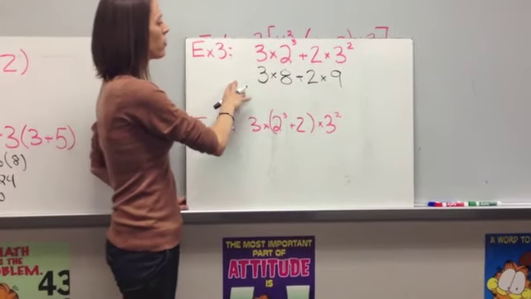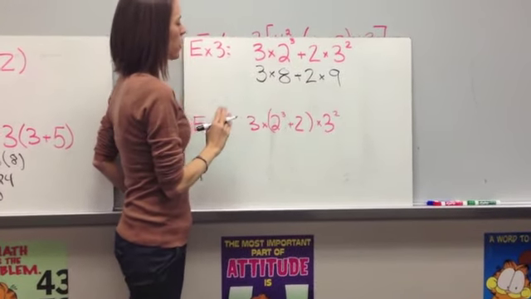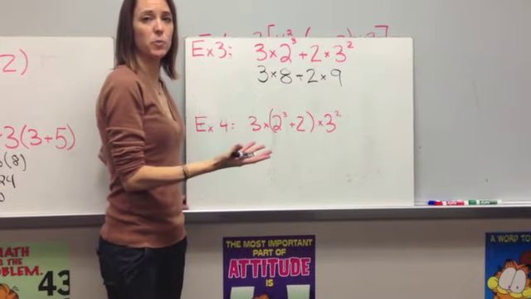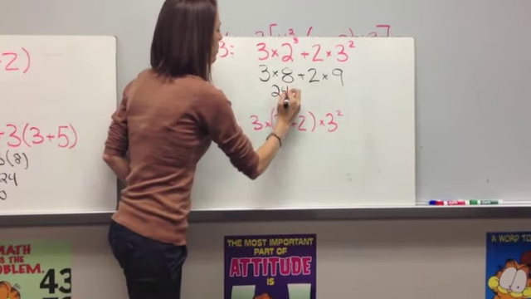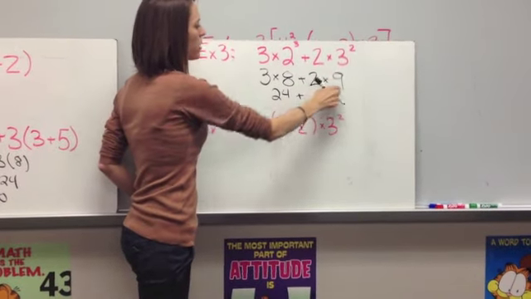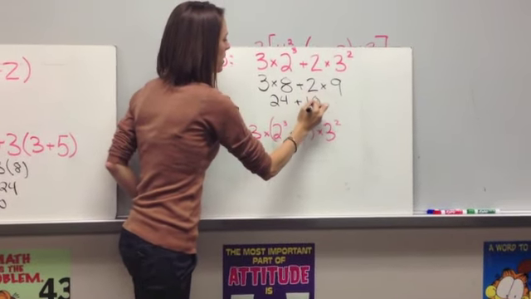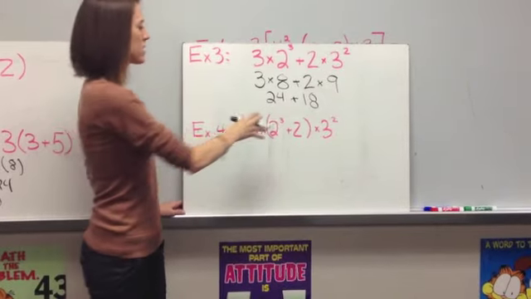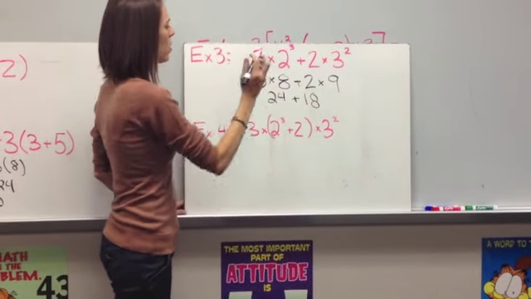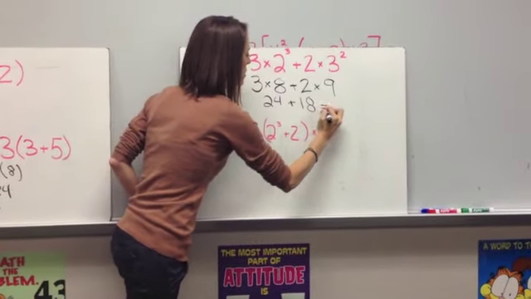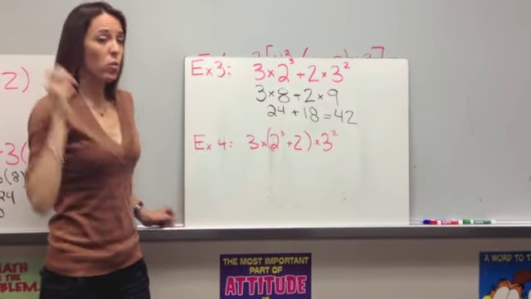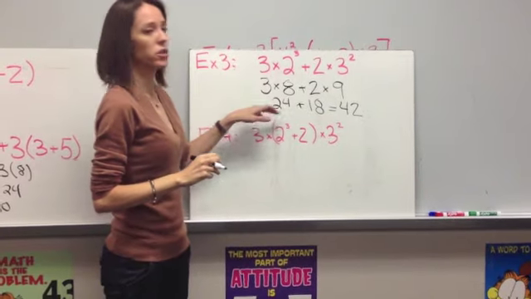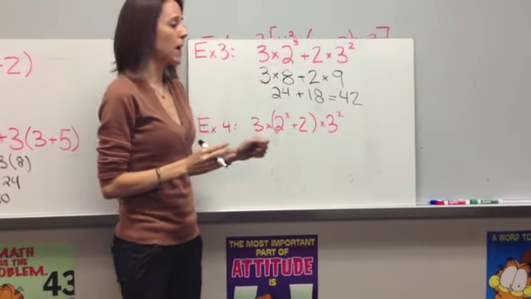Okay? So now you're going to go through, I have no more exponents, so now I'm going to look and see if I have any multiplication or division. So 3 times 8 is 24, and 2 times 9 is 18. So now your last step, 24 plus 18 would be 42. Now there's no way to check your work unless you go back and rework your steps and make sure that you did it correctly, okay?